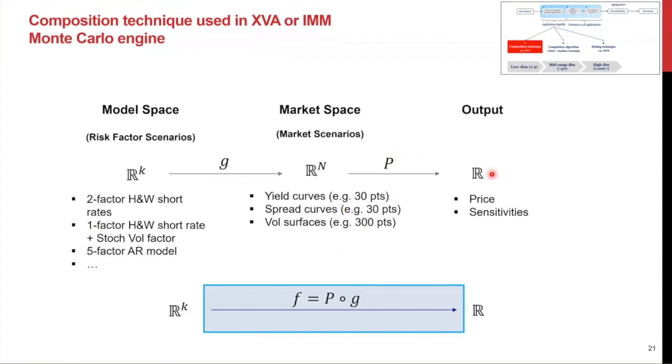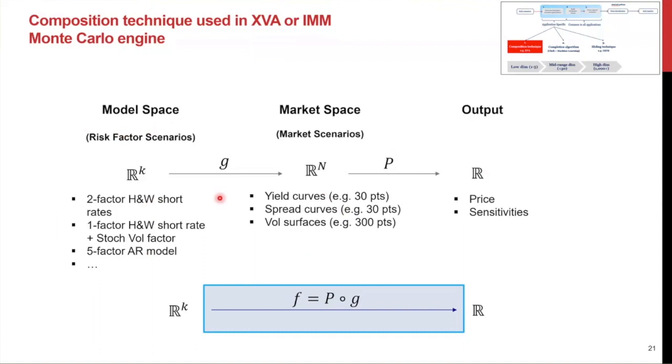Now, how do we generate these yield curves, for example? We usually use models that tend to have very few degrees of freedom. For example, the Hull-White model tends to have 1, 2, or 3 short rates; stochastic volatility models also rely on very few factors. Autoregressive models, for example, do the same. So we take advantage of the fact that we start off with a, let's say, model space, which in the case of Hull-White would be the space spanned by these short rates, which have low dimensionality.